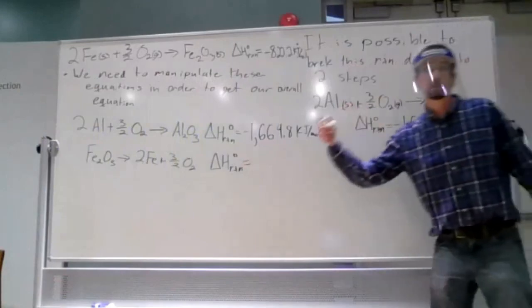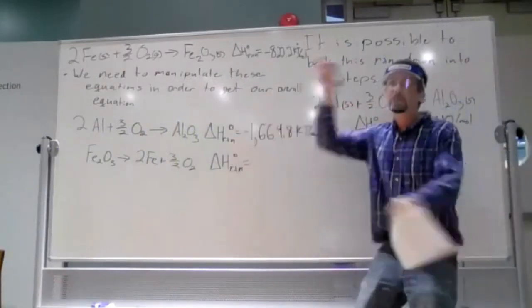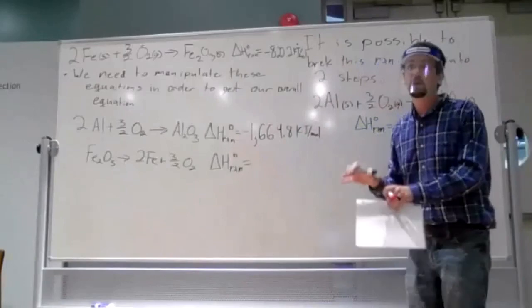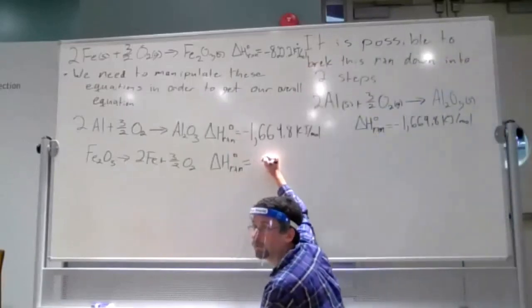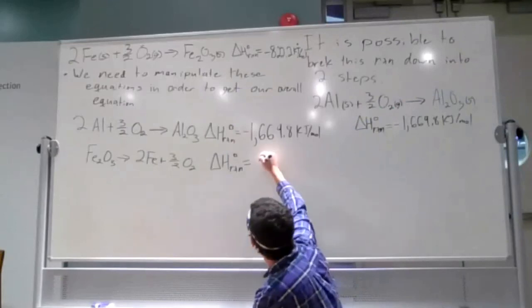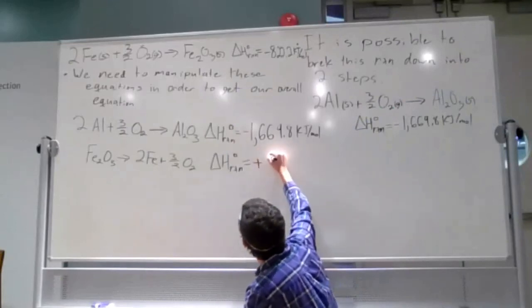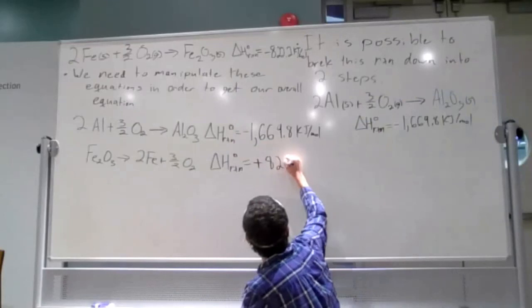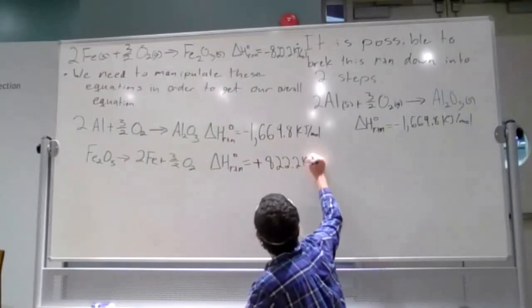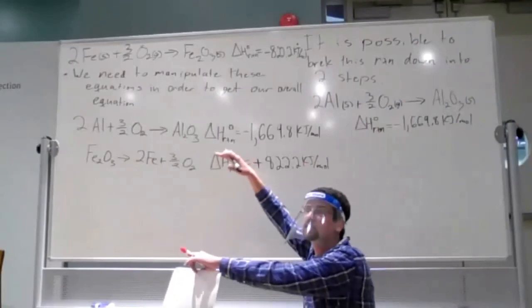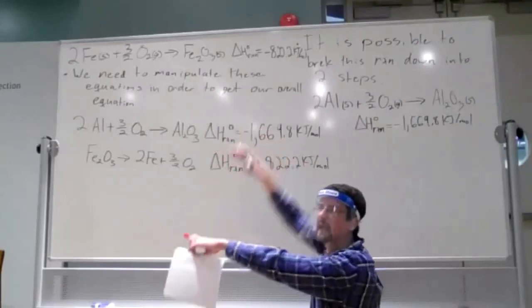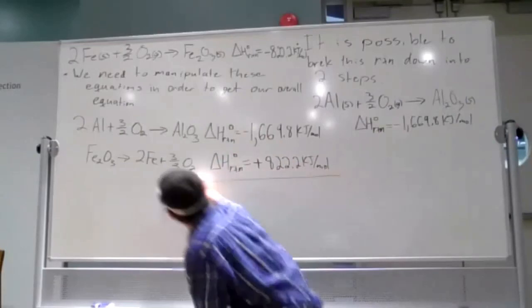Opposite, because like we saw for our example of water, we flip the way that reaction was going. All that changes is the sign. So what is going to be the value of this delta H reaction? Positive what? 822.2 kilojoules per mole. Okay, now, just like with our half reactions, all we have to do is add these guys up. So let's add this stuff up.